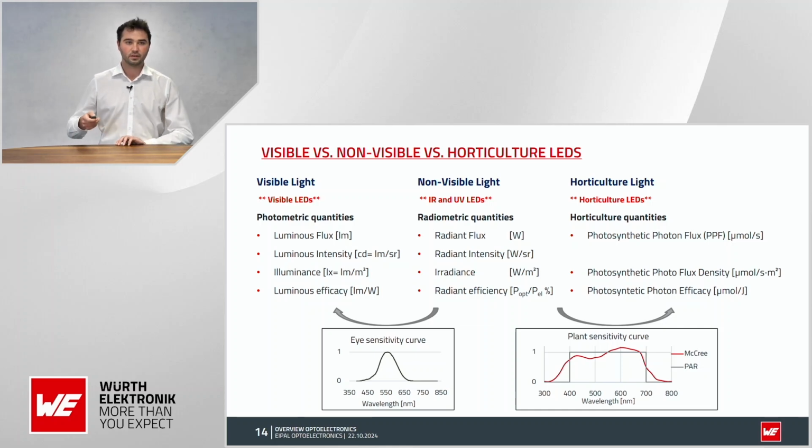So then for the different brightness quantities, so how bright an LED is, I showed you the luminous quantities. Those are called photometric quantities. This is the brightness that we see or perceive with our eyes. On the other hand, the more scientific values would be the radiometric quantities. So the luminous flux would be the radiant flux. It's just given in the units of watts. And the same for the other properties.